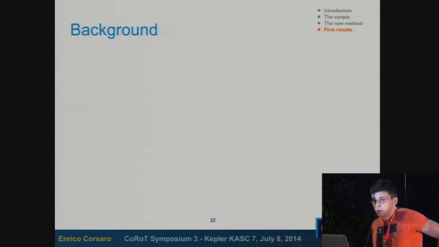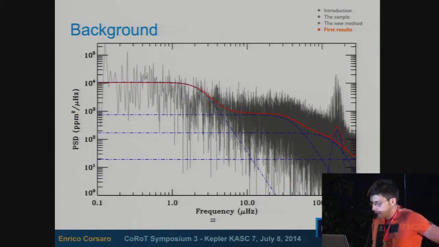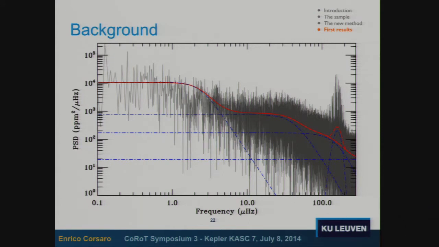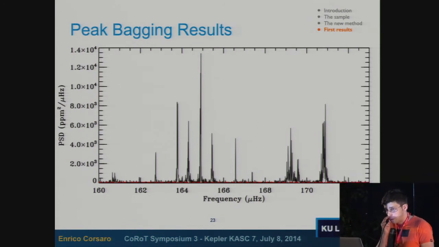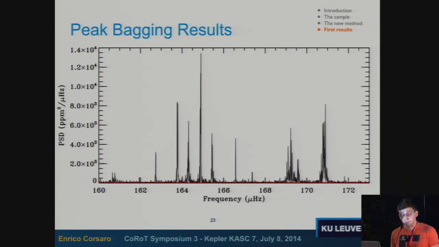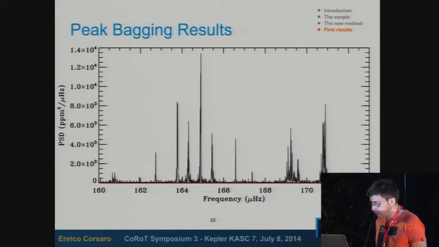And first of all, we estimated the background, as I said before. This results in the final fit, represented by the red line, where we fit the different components introduced in the previous talk. We adopted the formulation of Kallinger for this case, with the 2 granulation components. After that, we performed the peak bagging as explained in the previous slides.